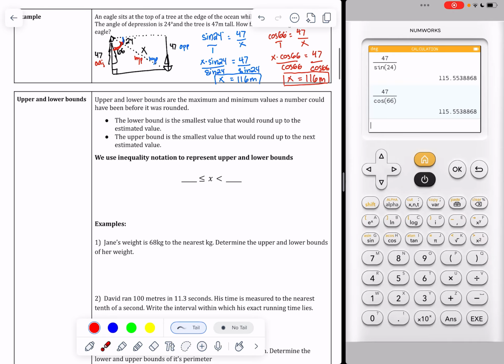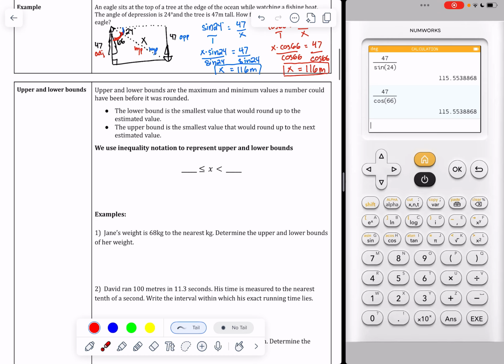When we're describing upper and lower bounds, this is the lower bound. And then this right here is going to be the upper bound. And we will always use these signs here. To describe the lower bound, we're using the less than or equal to sign, and to describe the upper bound, we'll use the less than sign, and that will make a little more sense when we look at our example here.